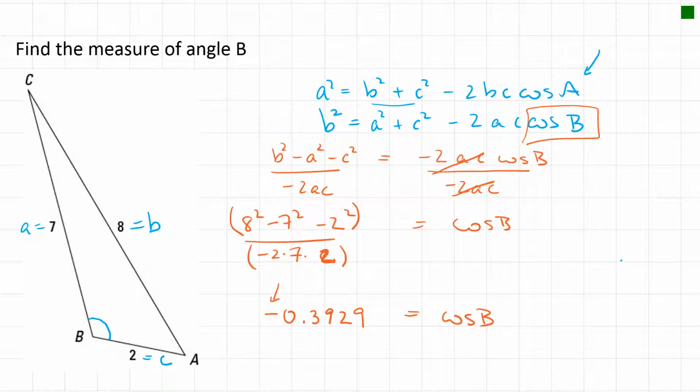Cosines can be negative. We're going to take the inverse cos of both sides now to get angle B, and angle B equals 113 degrees. Then I look at my diagram and say, does that make sense? Yeah, it's bigger than 90. It does make sense.